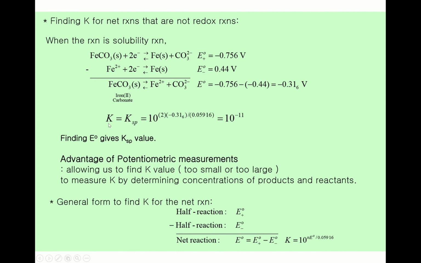Here is the general form to find the equilibrium constant K for the net reaction. The half reaction for the cathode is E sub plus 0, and the half reaction for the anode is E minus 0. For the net reaction, E0 equals the difference between these two standard reduction potentials, and the equilibrium constant K is given by this equation, which is very simple and very beautiful.